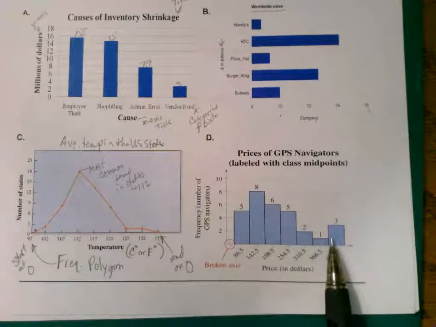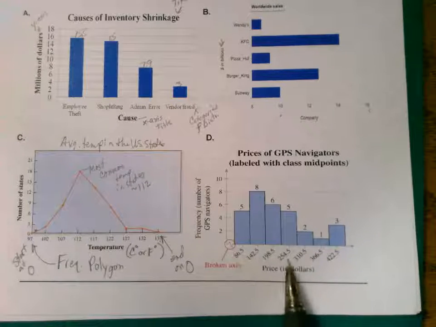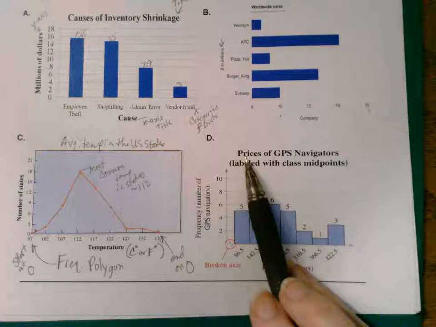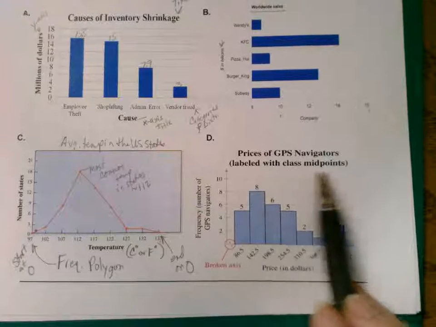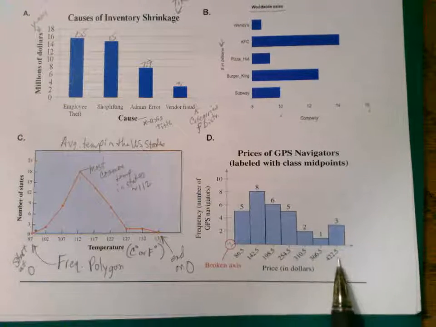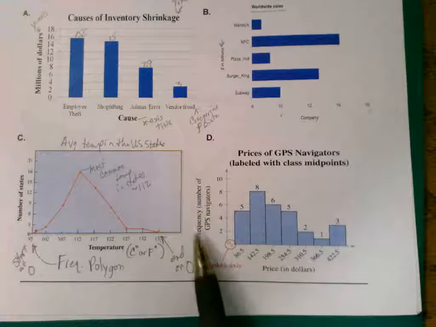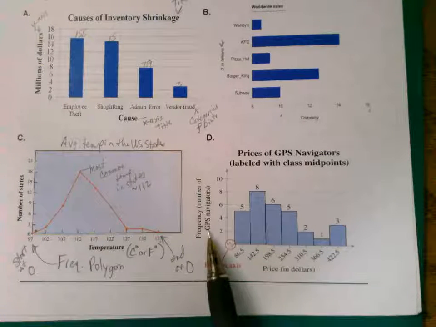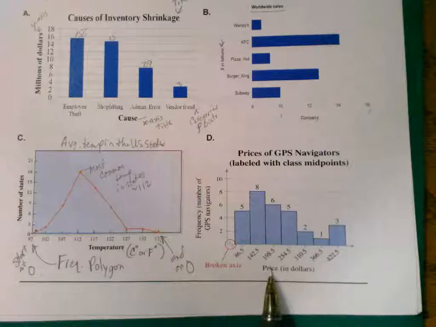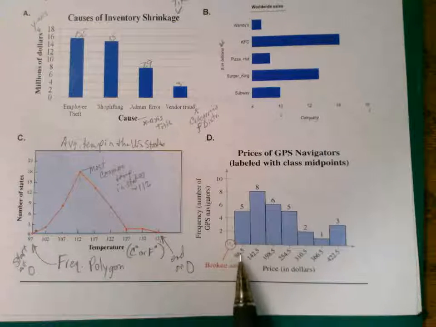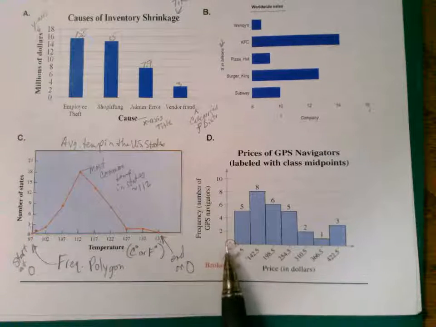And then this one over here is clearly a histogram. Notice the midpoints. Oops, this does have a title. Prices of GPS navigators labeled with class midpoints. Okay, put them all together. Make sure you have the frequency, number of GPS navigators at these prices, because we're not starting at 0.